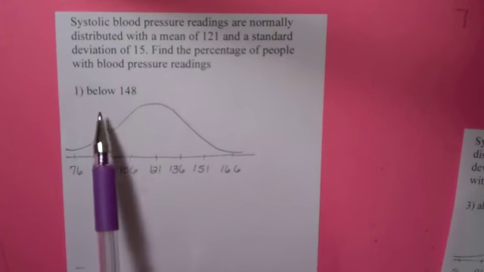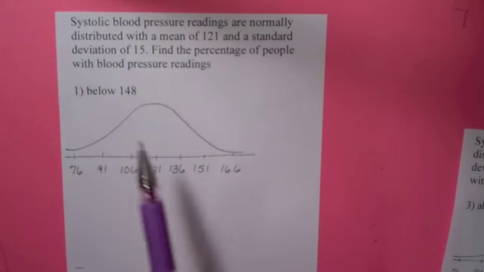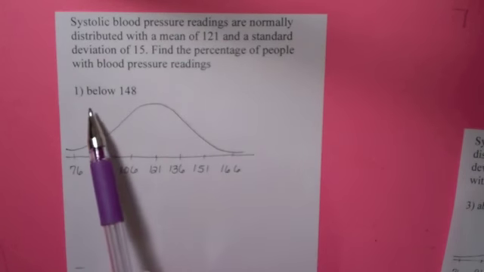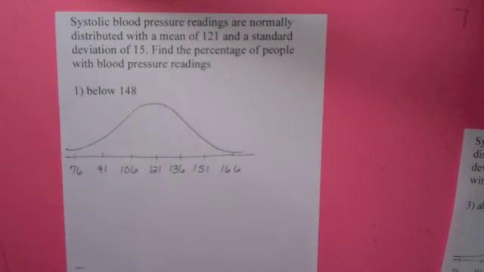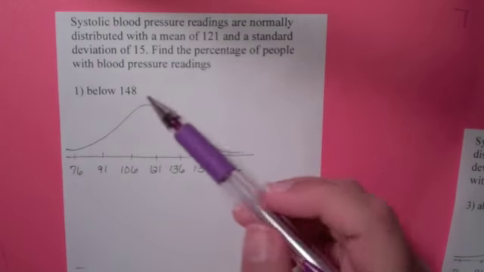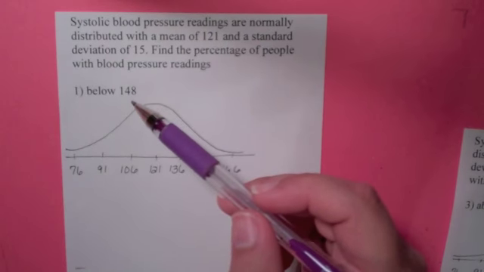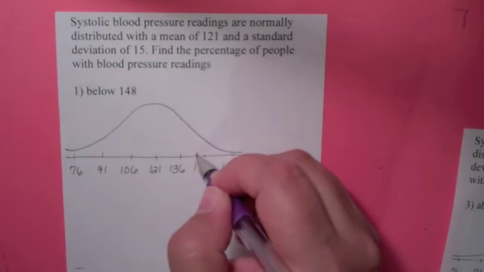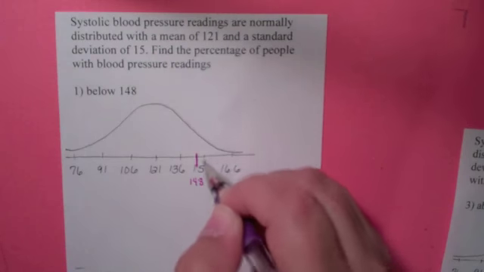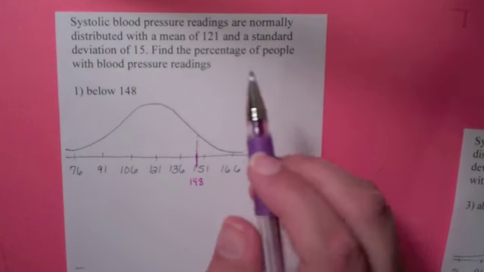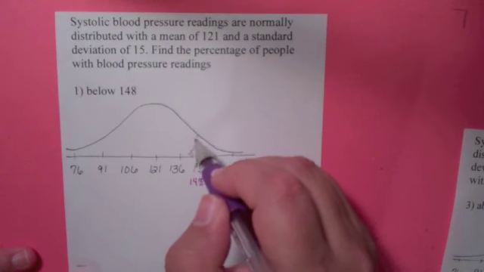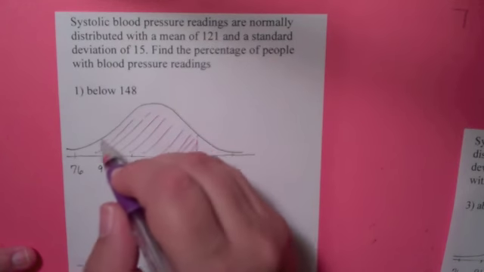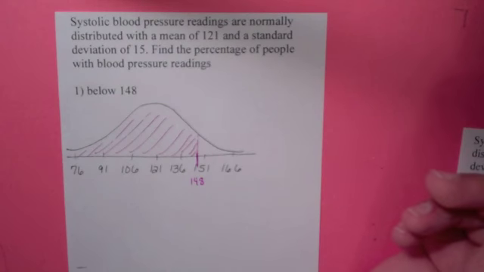And we want to know blood pressure readings below 148. Alright, so let's find 148 on this picture. 148 is about here. Okay, so here's 148. We want blood pressure readings below 148, which means I want this side of the graph.